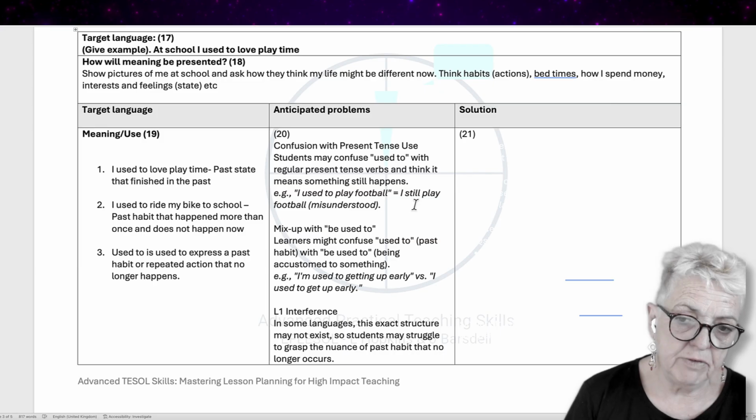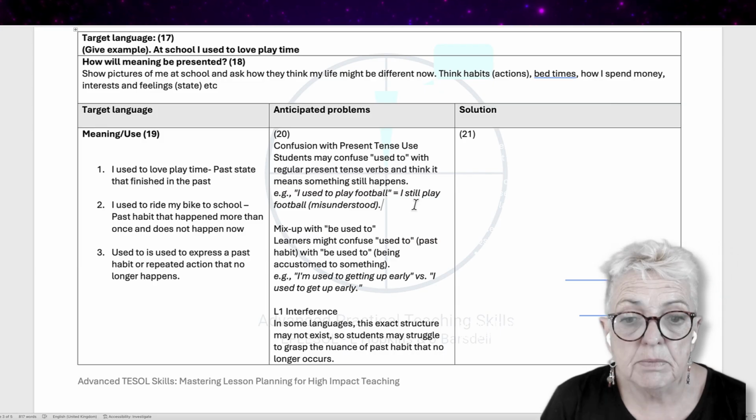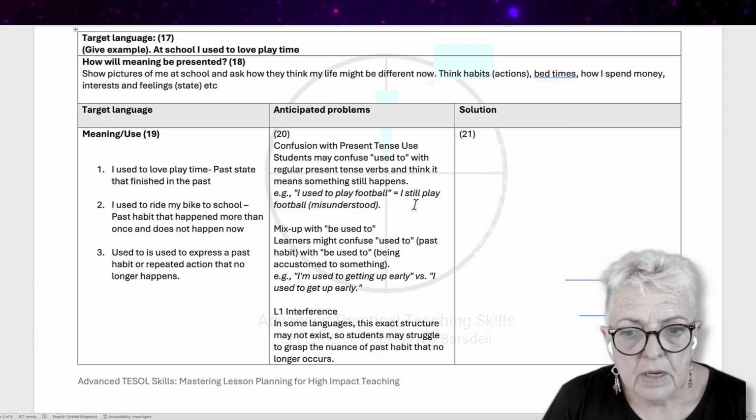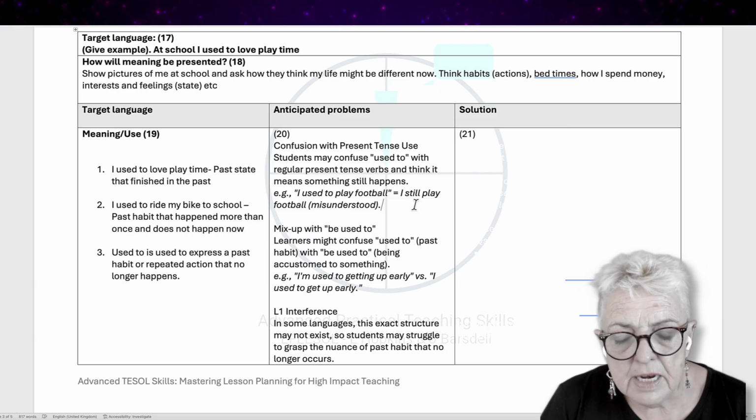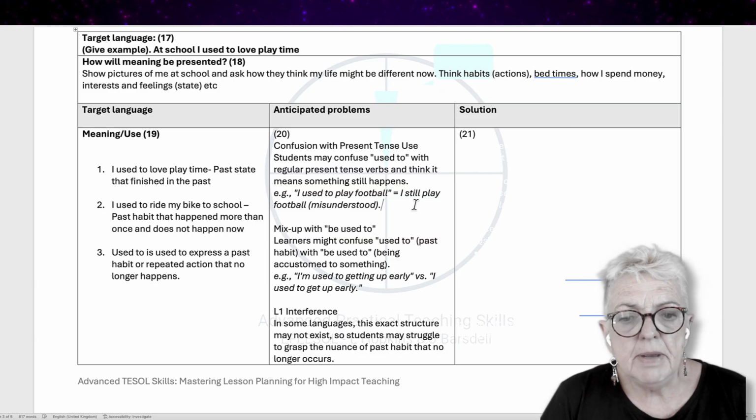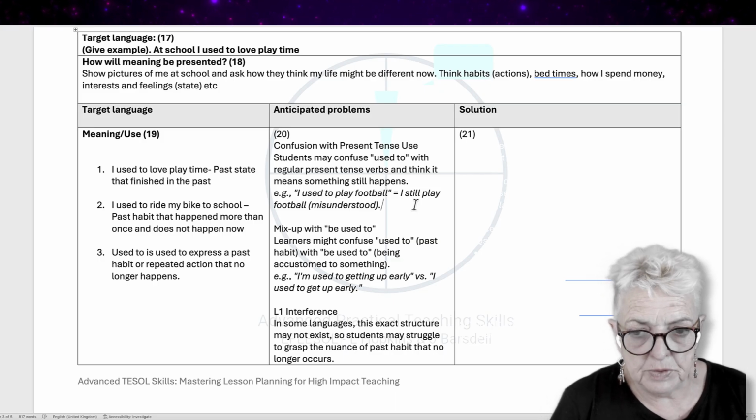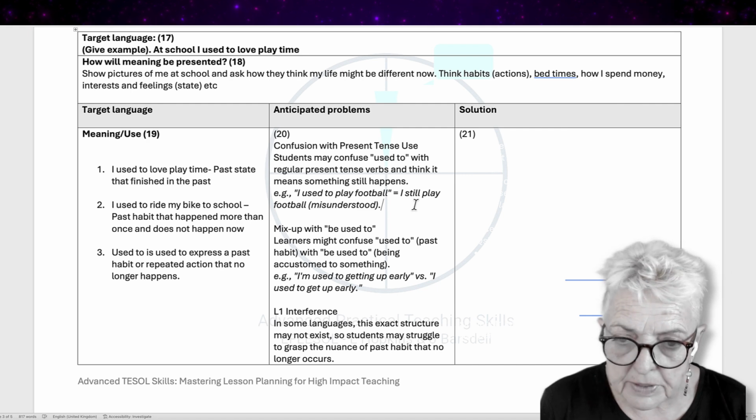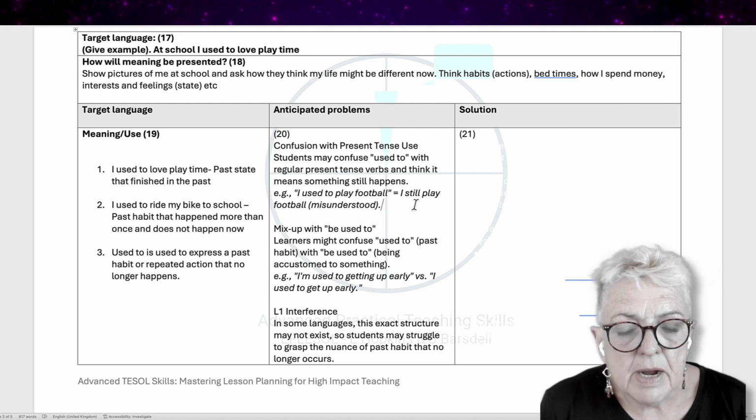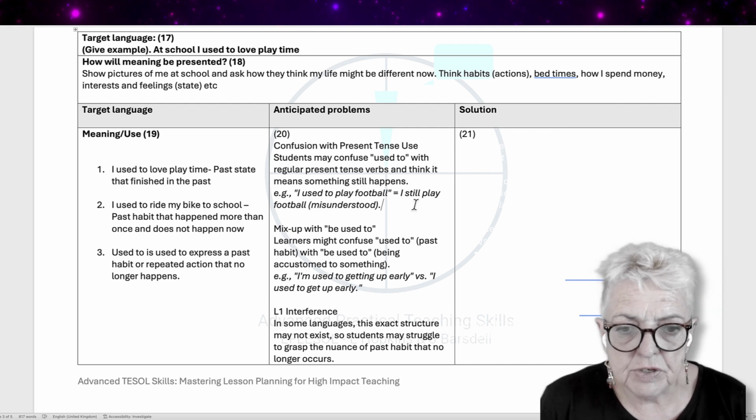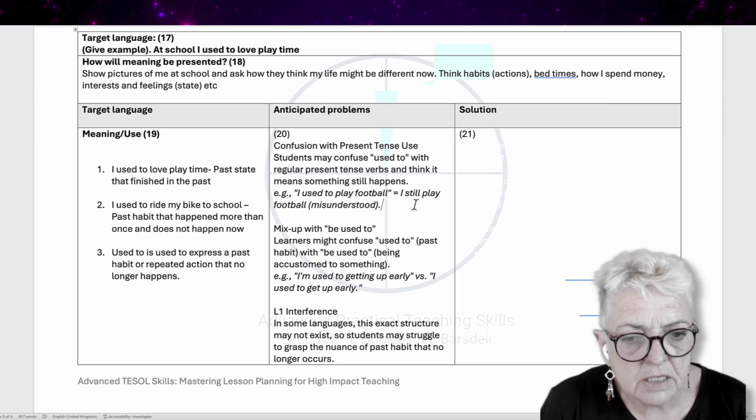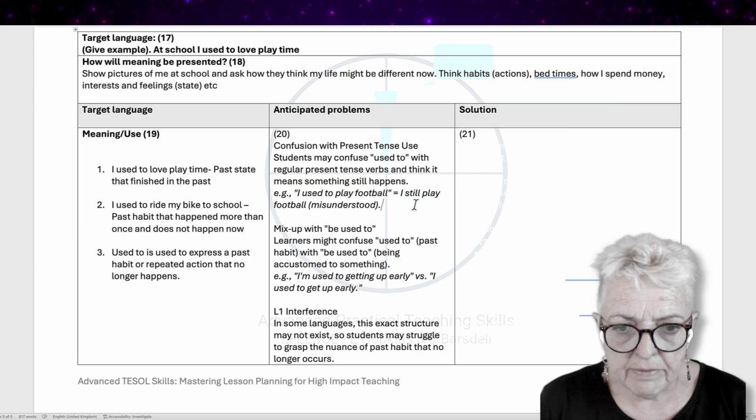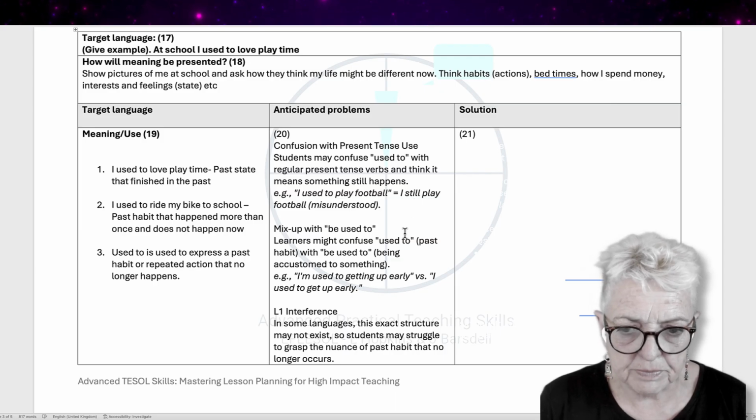I used to play football, and they think I still play football. So a potential area of confusion. Some of the slightly higher level students may be mixing it up with be used to. I am used to living in my hometown now. Which is obviously a different structure and different meaning, and they do tend to confuse these two. But it's more likely the other way around. However, there's that possible confusion.